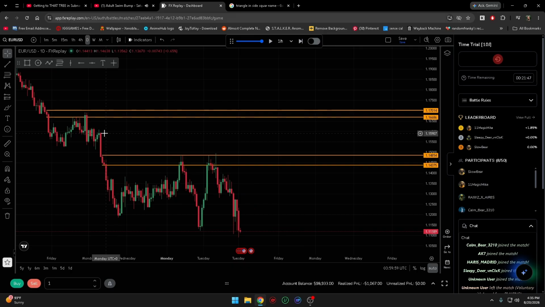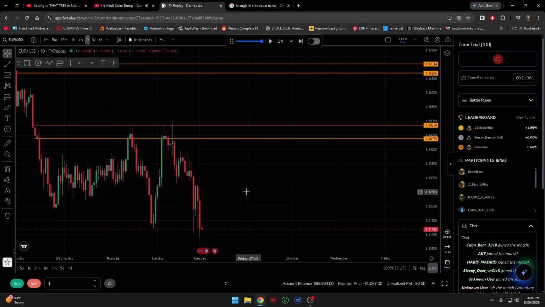Because as you see, there is a green one right here, but you don't see price come back into it. You got 3 of them right here, and you don't see price even touch them. Like, come on, bro. Yeah, I'm not using that.